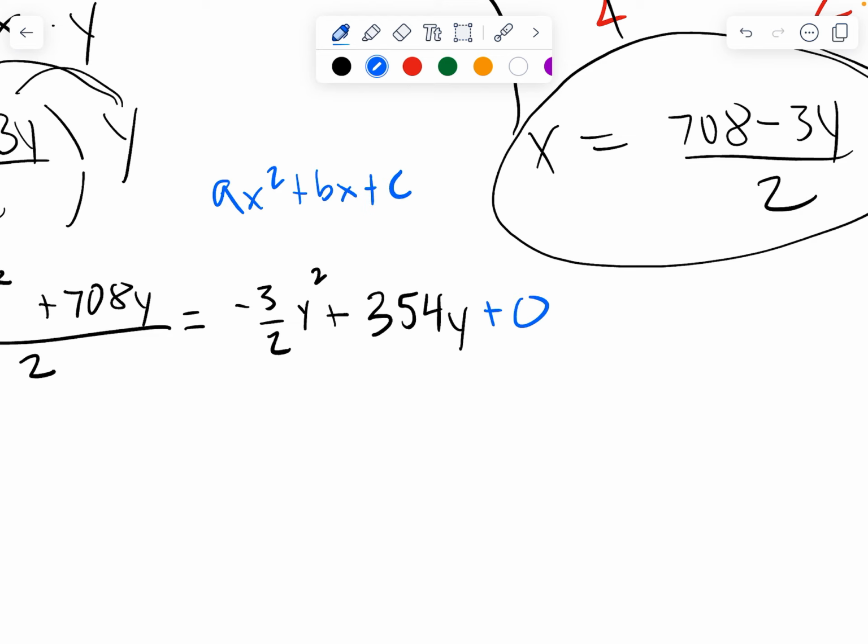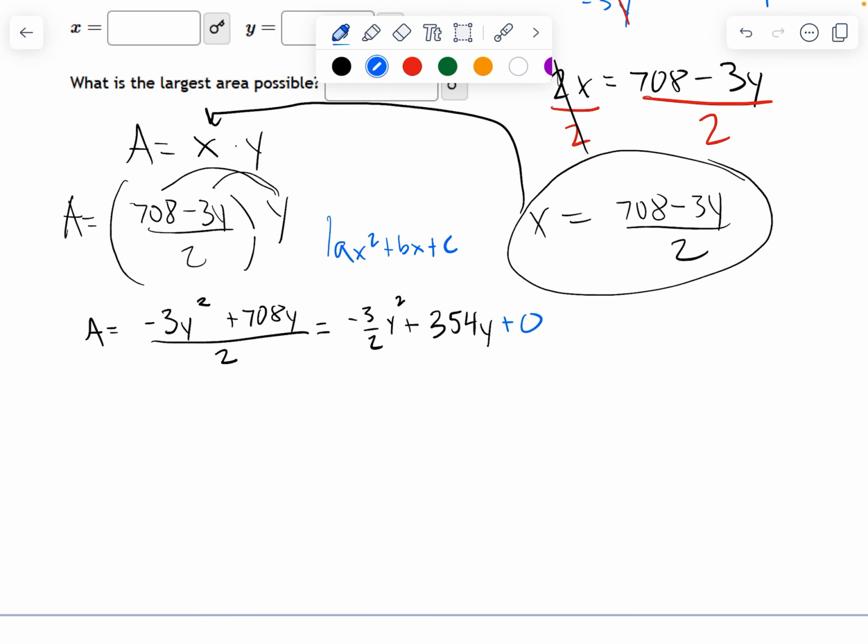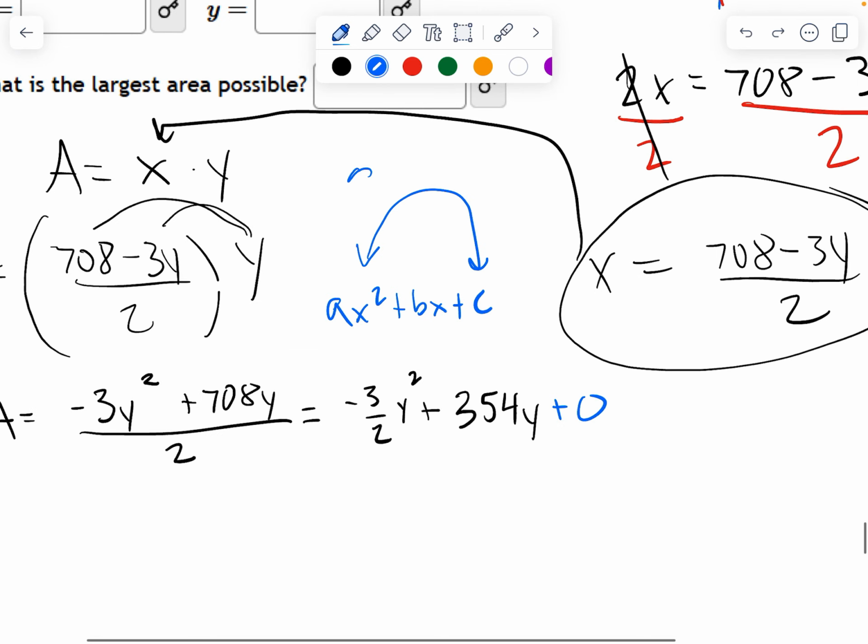All right, so here is our quadratic, and we want to know what is the maximum possible area. Well, our area is in the form of a quadratic, right? Remember, those are the U-shaped graphs, and your maximums and or minimums. In our case, because it's a negative in front, our direction of opening is down, right? That tells me that we have a maximum area that it's going to hit, and that point is called our vertex.